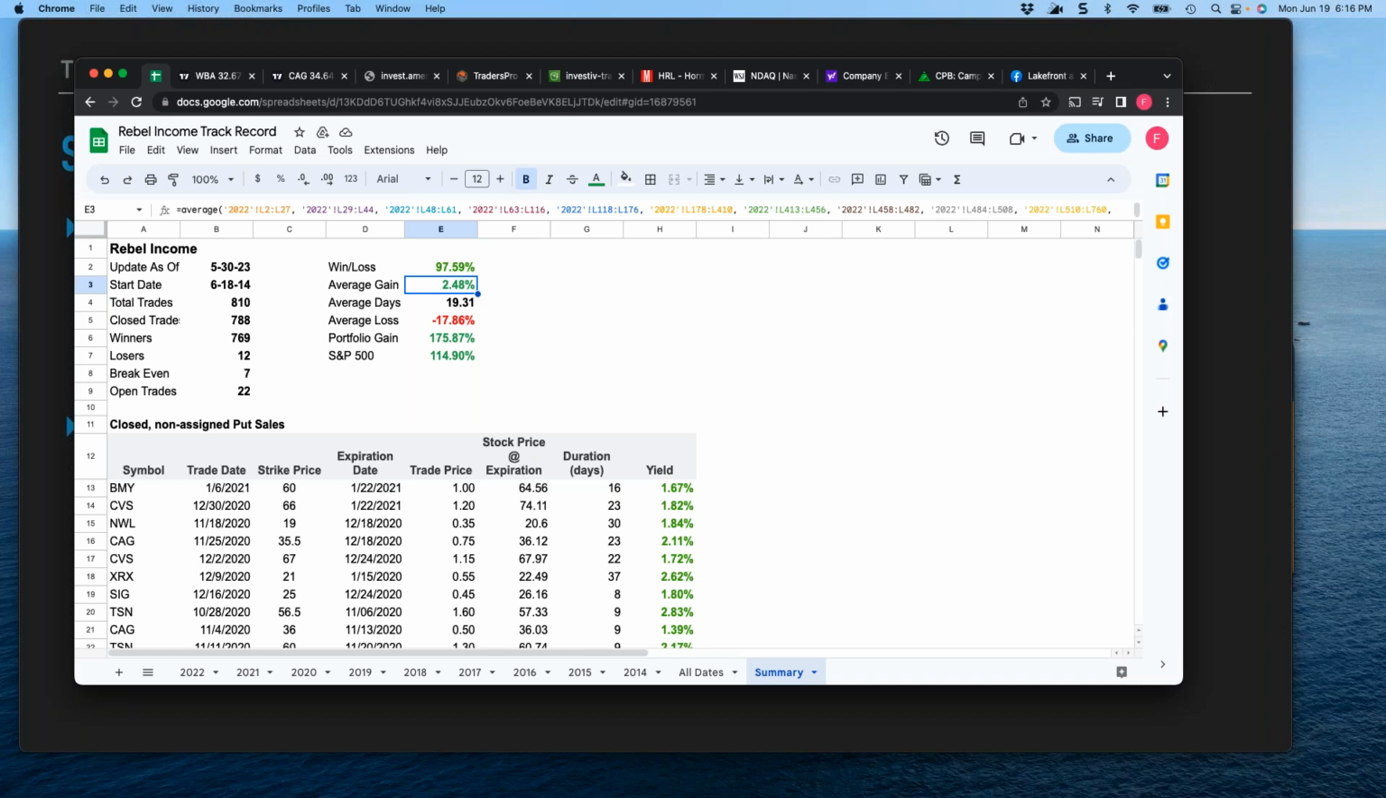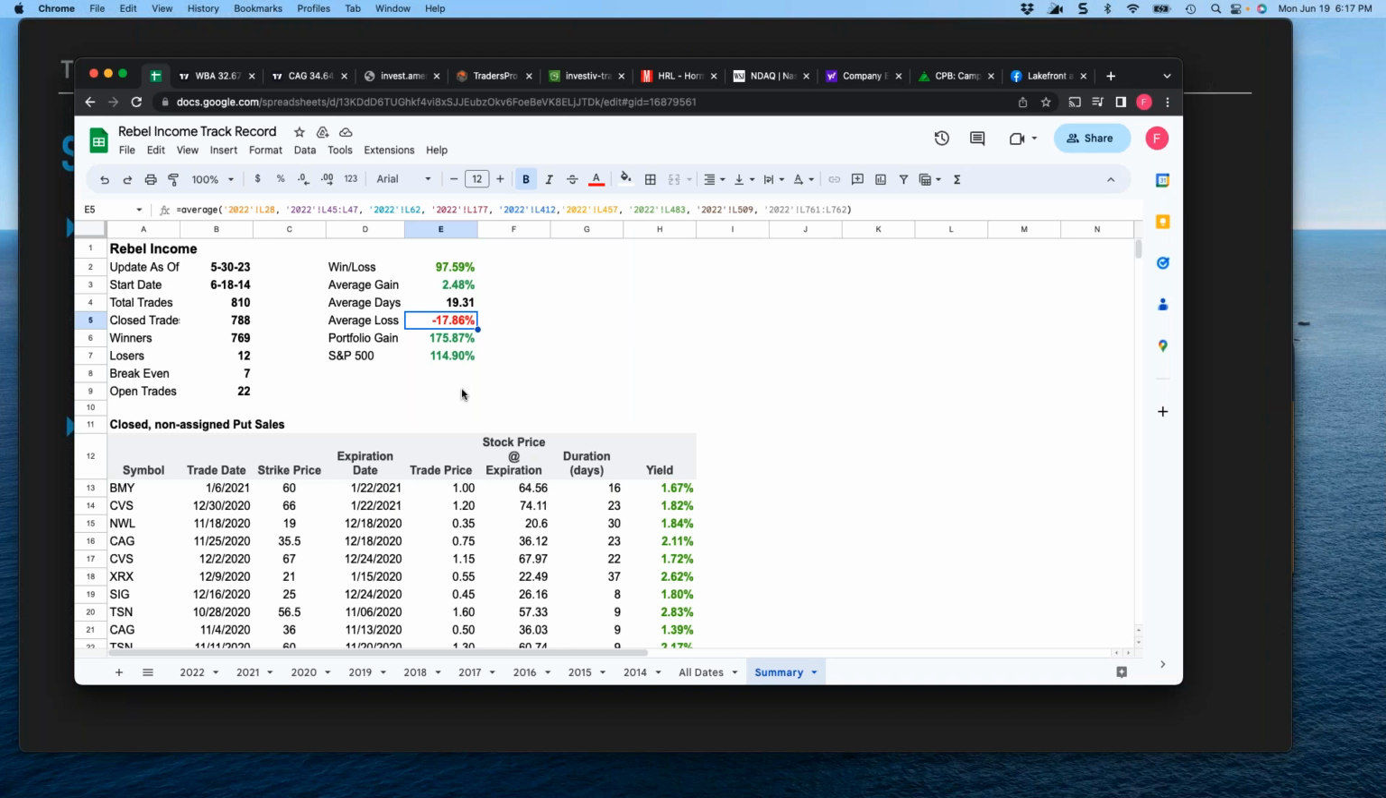Average days also gives me an idea of the amount of time that I'm typically in a trade. As you've seen me write about and explain in earlier sessions, I'm generally trying to work with expirations of 30 days or less, and so this gives me a good feel for where that sits. Average loss is also really interesting in this case.